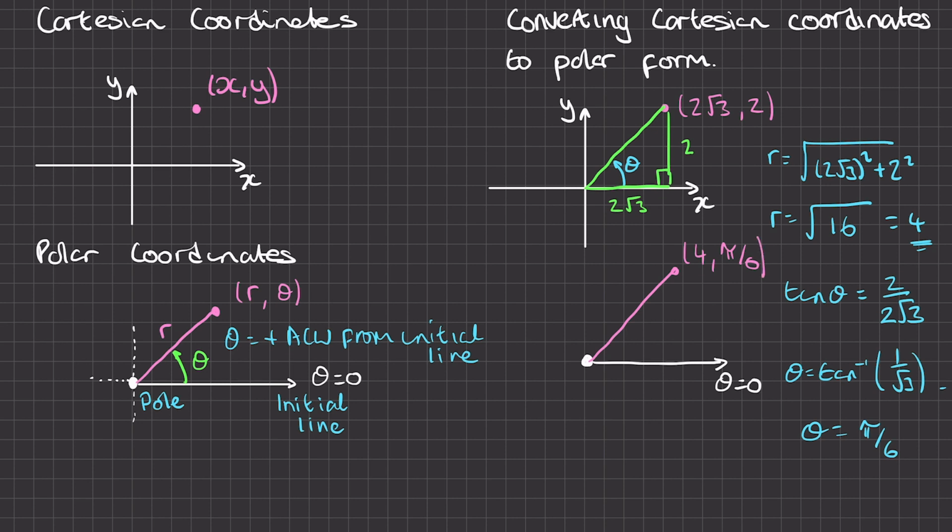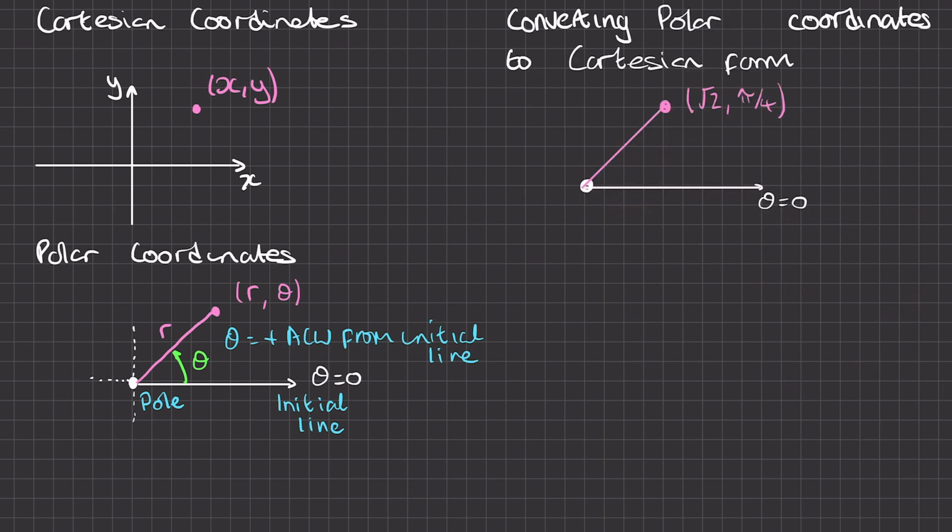Let's try converting polar form to Cartesian form. Okay, so in this example, we've been given the polar coordinates of root 2 and pi over 4. So this will give us the radius of root 2 and the angle from the initial line going in the anti-clockwise direction as pi over 4. So now I'm going to show the x value and the y value. And you can see that we've now created a right angle triangle.